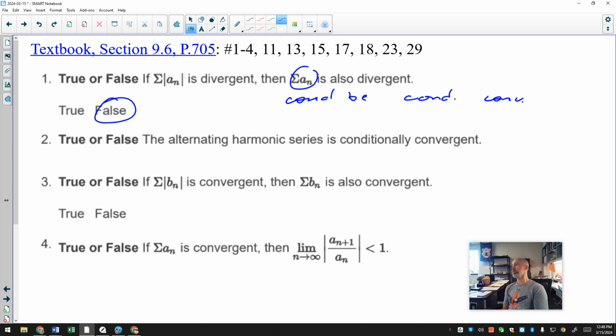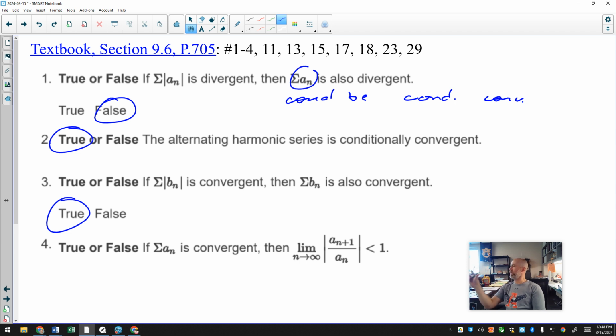Is the alternating harmonic series conditionally convergent? That is true. If the absolute value is convergent, then the original is also convergent. That is also a true statement. As a matter of fact, that's one of the tests we use, right? And then finally, if a series is convergent, then the limit of the ratio of the series is less than 1.